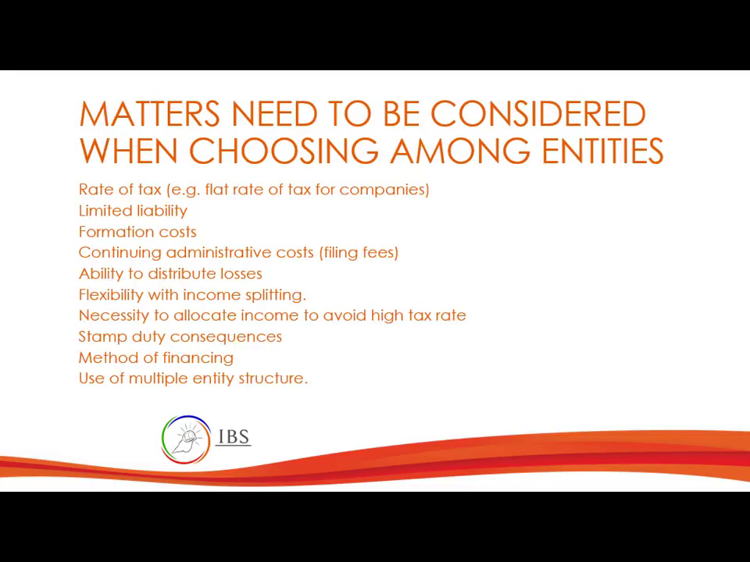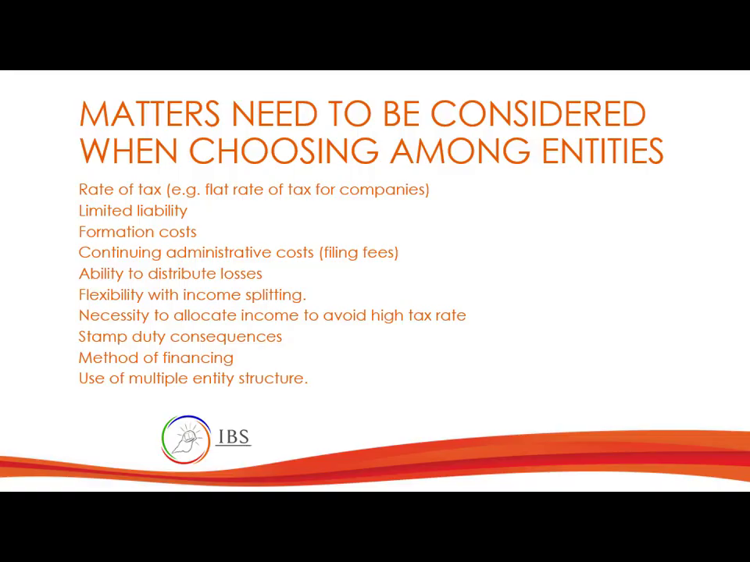Okay, matters to be considered when choosing among entities. Rate of tax. You cannot transfer income to an individual with a higher income rate. So you transfer that to an individual with a low income rate. Got it? So the tax rate will be lower on that. Limited liability, formation cost. Of course, if you're thinking about making a company, you also have to think about formation cost. You need to spend money in establishing a company. Continuing administrative costs, of course.